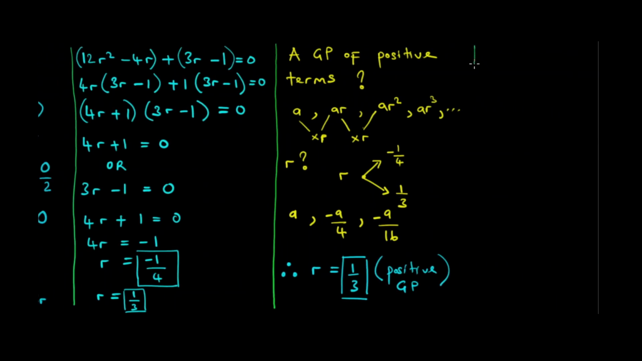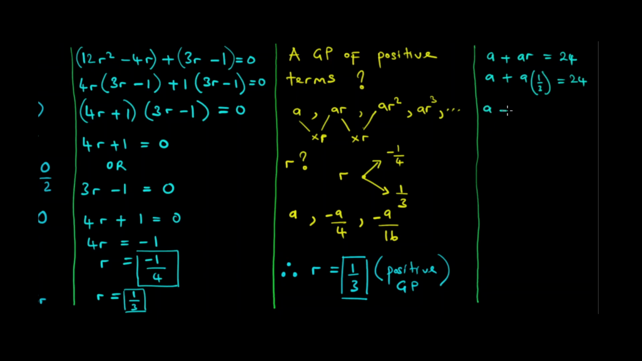So to calculate the value of A is going to be relatively easier, because we can take any equation, substitute 1 over 3 into it, and we get our A. So taking this equation, A plus AR is equal to 24, and then we want to substitute R with 1/3. That means A plus A multiplying a third is equal to 24.